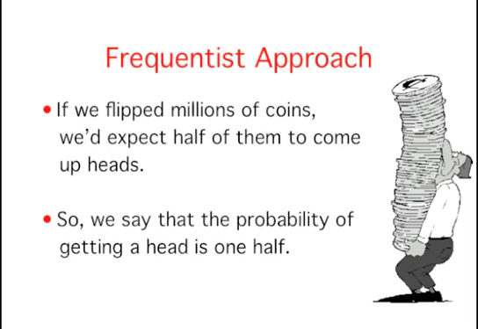Probabilities can also be thought of in terms of relative frequencies. If we tossed a coin millions of times, we would expect the proportion of tosses that came up heads to be pretty close to 1/2. As the number of tosses increases, the proportion of heads approaches 1/2. Therefore, we can say that the probability of a head is 1/2.